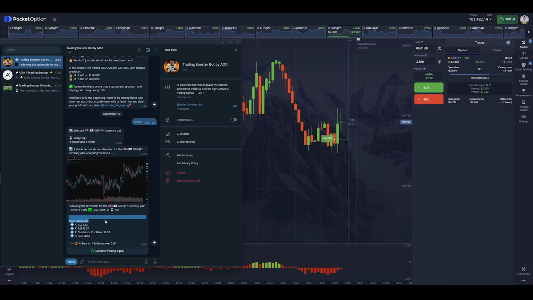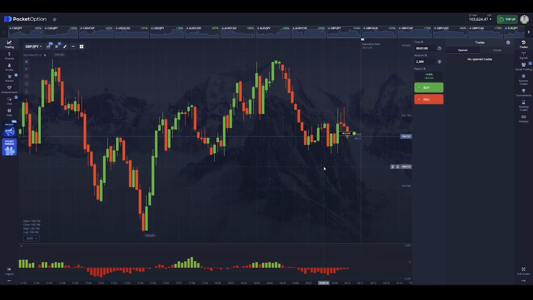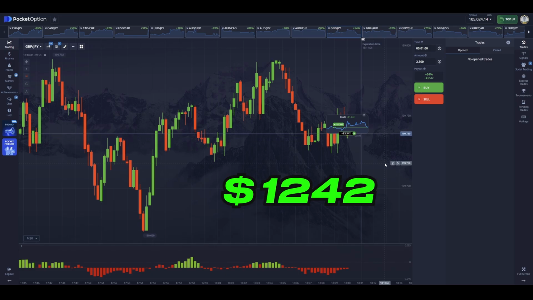So, we get a buy signal. We can clearly see that the momentum is quite far from the zero line, so we can confidently open a buy trade. That's the simple, effective algorithm. A great trade brings me another $1,200.